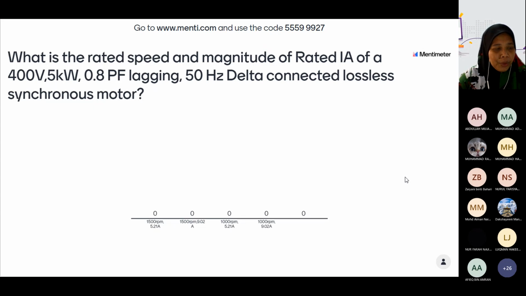This is the recap. Open your notes again for the synchronous motor. Try to calculate. Do you have anything? How to do it? What is the formula for the power of the synchronous motor? Who remembers? P equals 3, square root 3 VT IL cos theta.